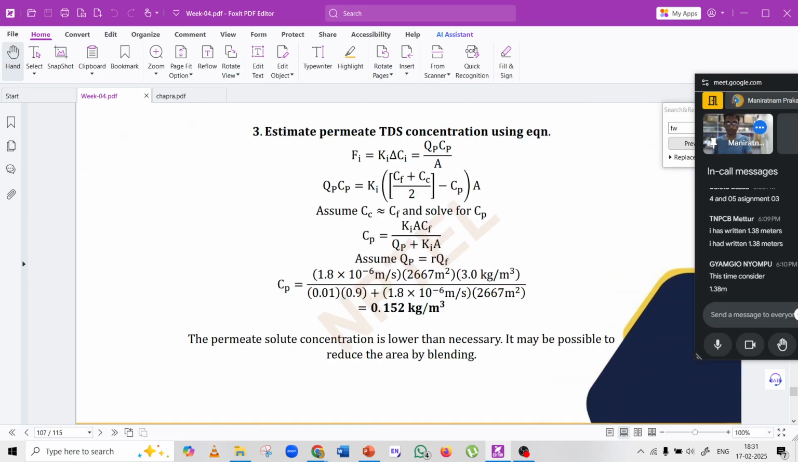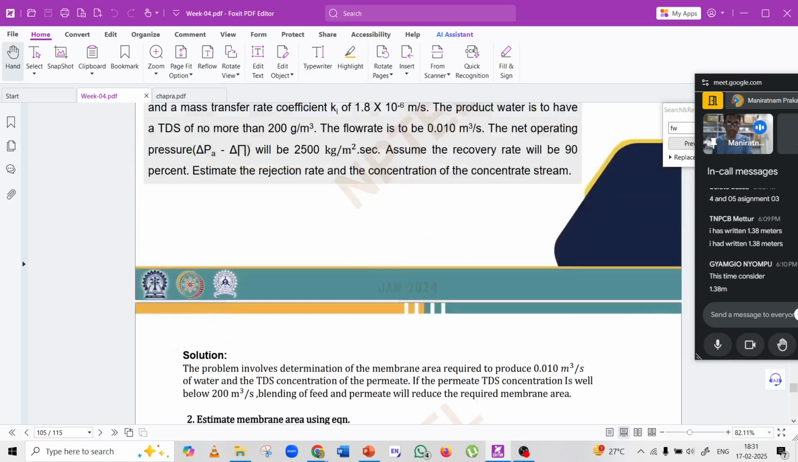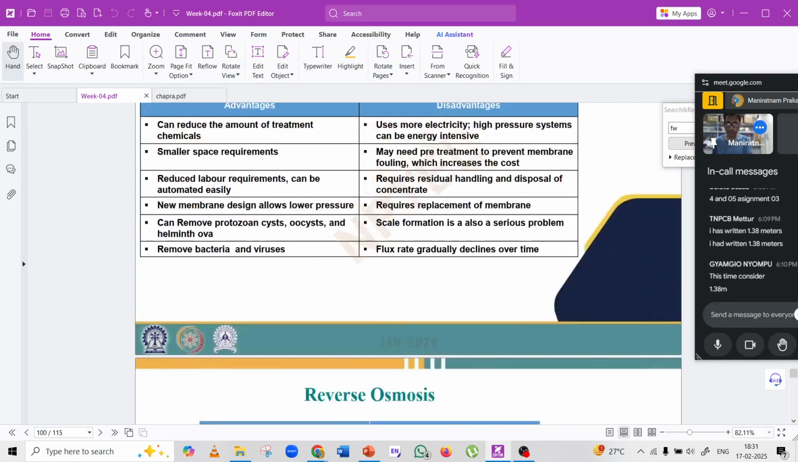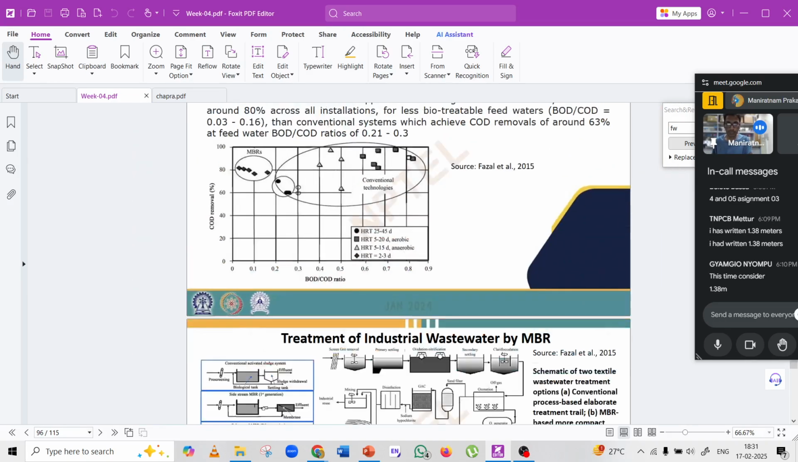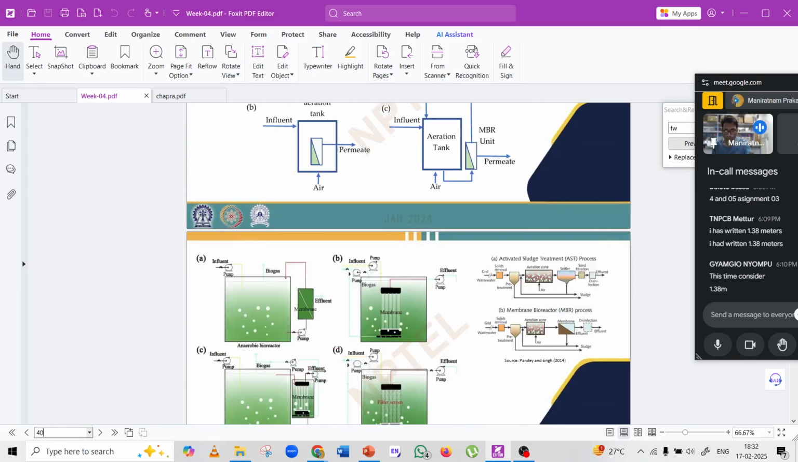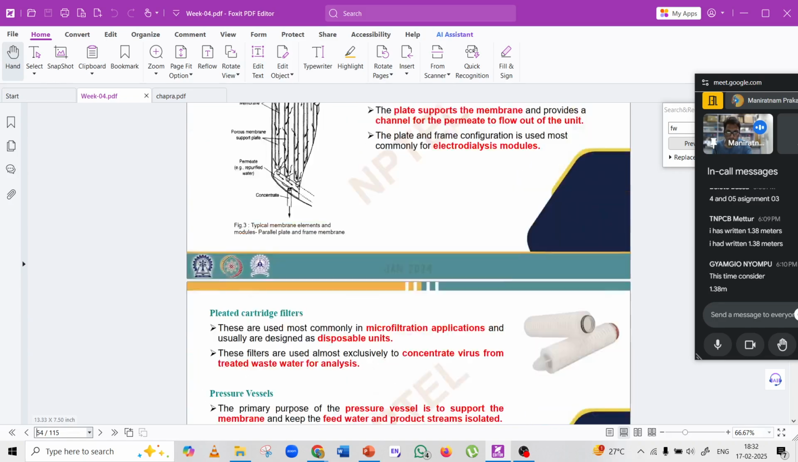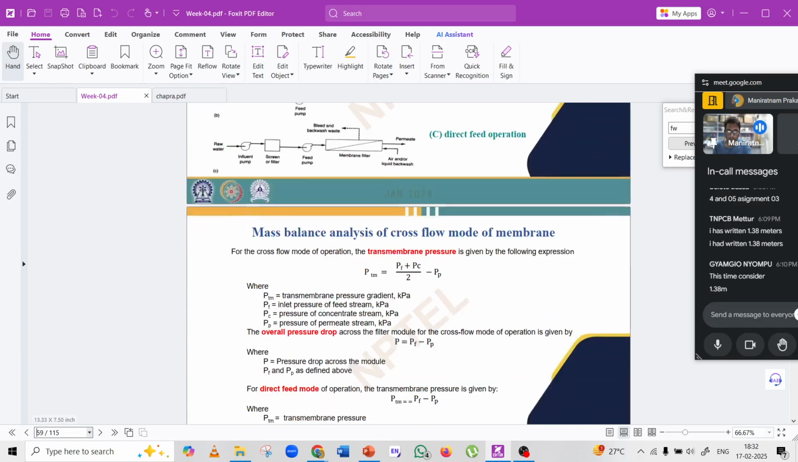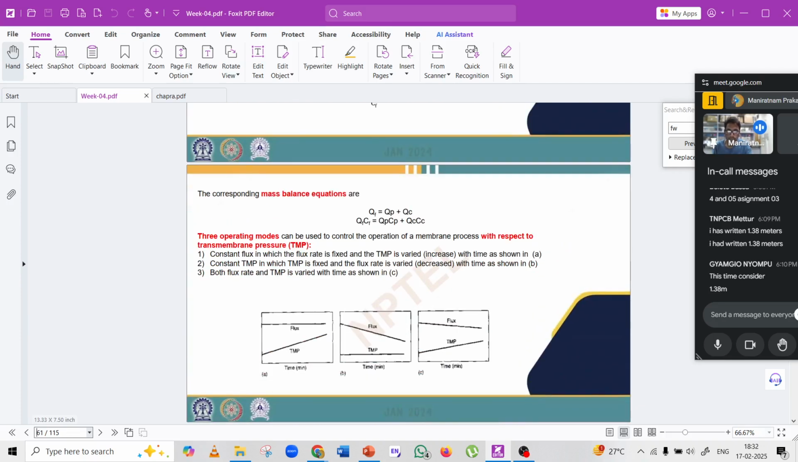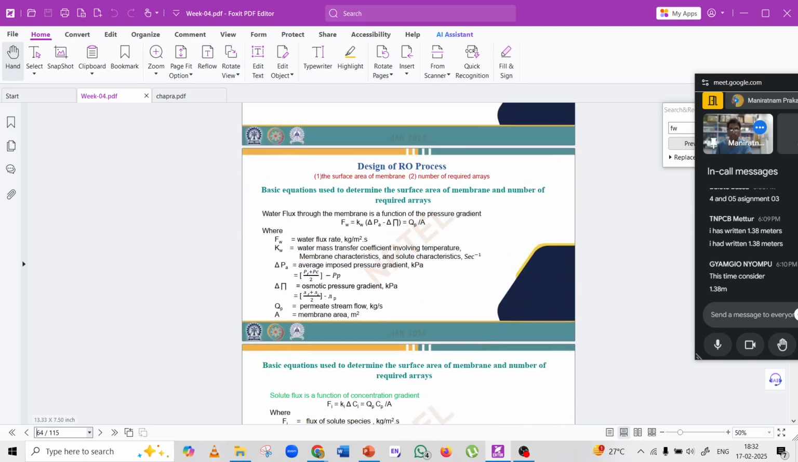Here you can see we use this formula. Actually, I'm just going through the different terms used in this formula. All the different terms used in this formula are given here.